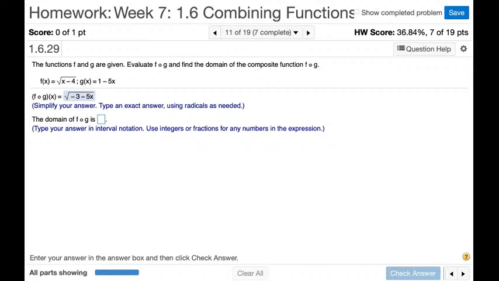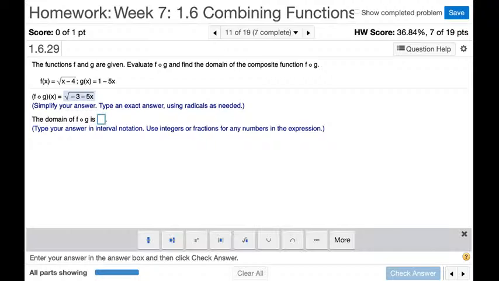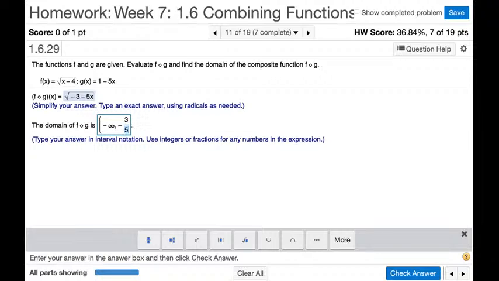Okay. So if the domain of the inside is all reals and the domain of the simplified is x less than or equal to negative 3/5, the intersection of all reals with that is just the less than. So then our domain is going to be all numbers less than or equal to negative 3/5. The far left is negative infinity. The far right is going to be negative 3/5, and it can be equal to it, so we're going to use a square bracket.